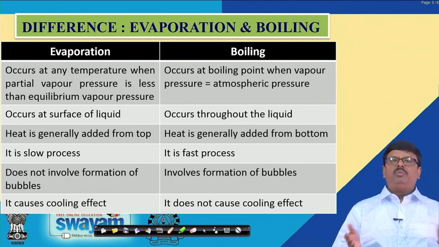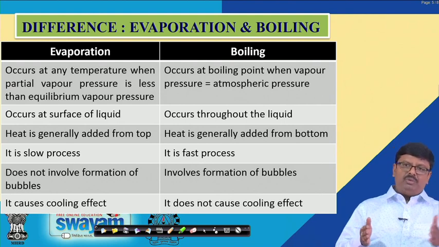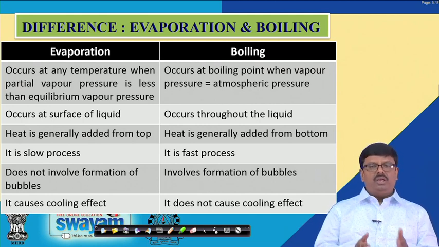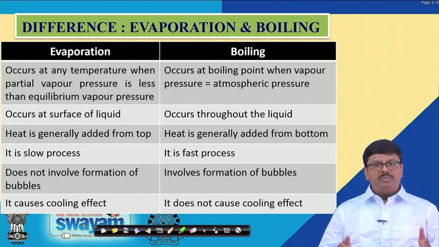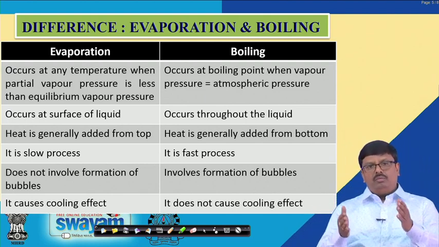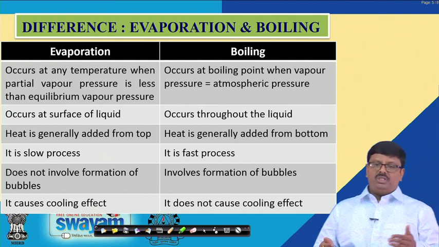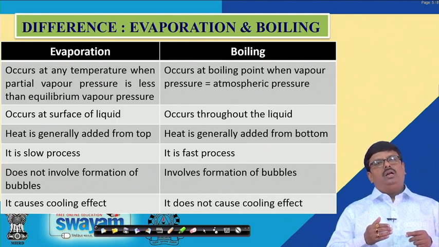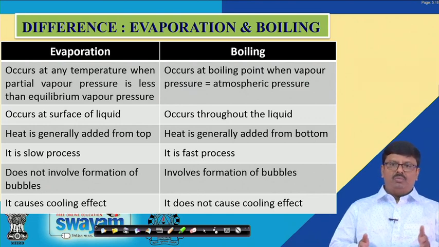This difference between evaporation and boiling can be compared with the difference between absorption and adsorption in chemical engineering, because absorption is a bulk phenomenon and adsorption is a surface phenomenon. So we can differentiate: evaporation is a surface phenomenon and boiling is a bulk phenomenon. In evaporation, heat is generally added from the top, because it is a surface phenomenon carried out at the surface of the liquid, and heat is generally added from the bottom in the case of boiling.